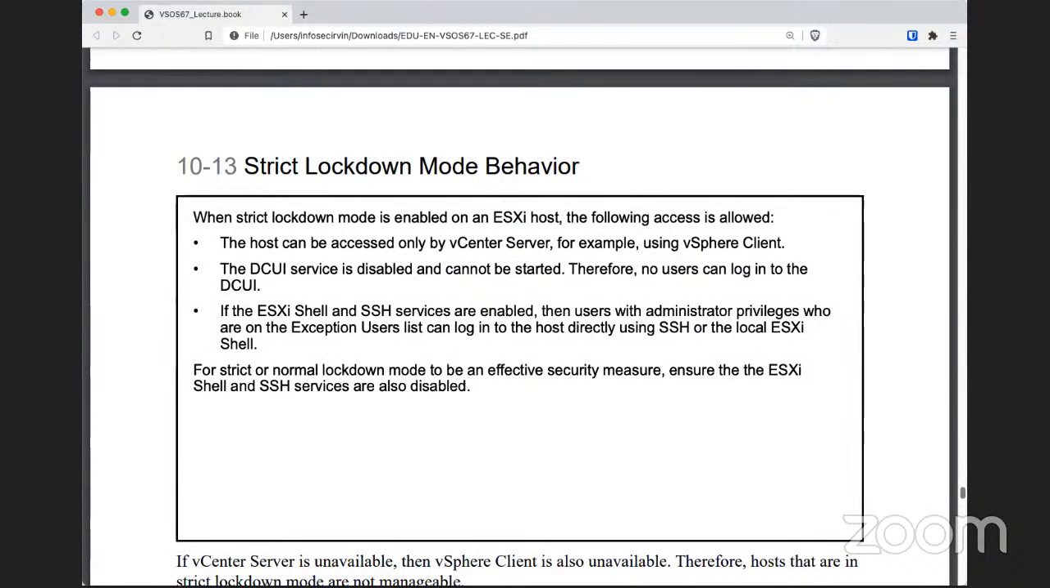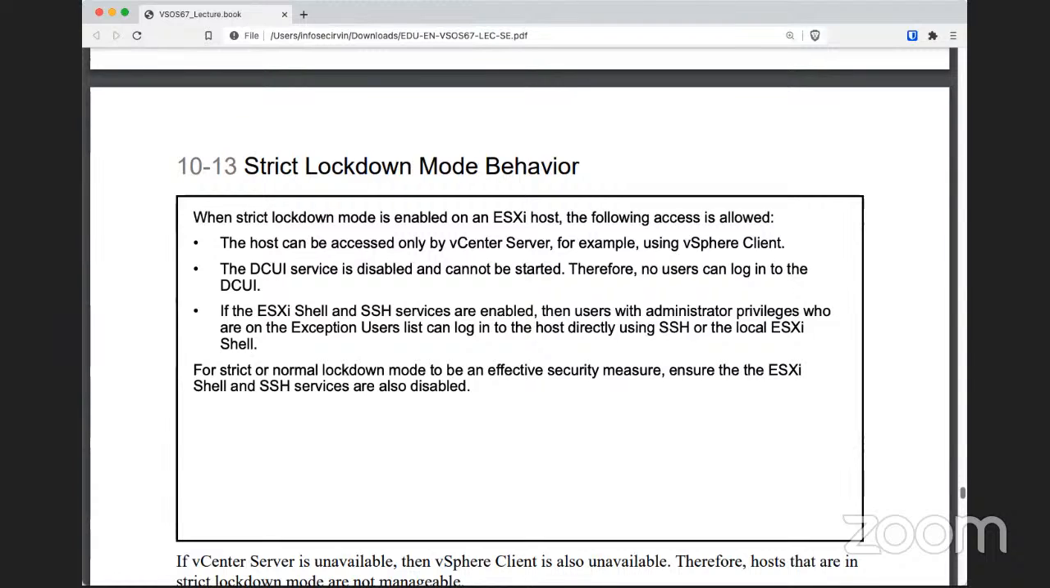Under strict, you can only get to it by vCenter. The DCUI is completely disabled and nobody can log in. If shell and SSH are enabled, only admins can log in. Now, this can be a double-edged sword. It is a good idea to prevent anybody from being able to physically walk up to the system and interact with it. That's good.